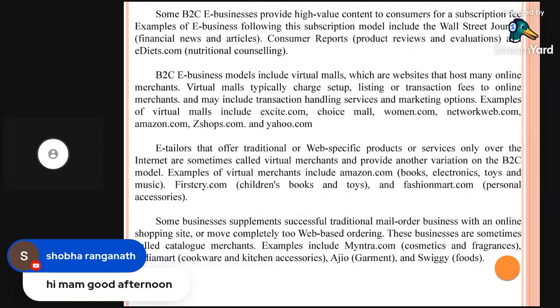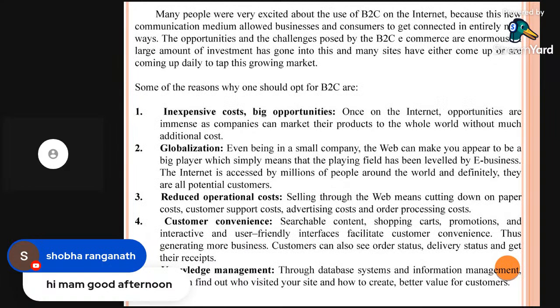Many people were very excited about the usage of business to customers on the internet. Because of the new communication medium, which has allowed businesses and consumers to get connected in entirely new ways, the opportunities and challenges posed by B2C e-commerce are enormous. Now, there are different reasons why one should opt for B2C transactions compared to the traditional way of marketing. These are inexpensive and give big opportunities for the operators. Once on the internet, opportunities are immense as companies can market their products to the whole world without much additional cost. Then they can have global reach or globalization.